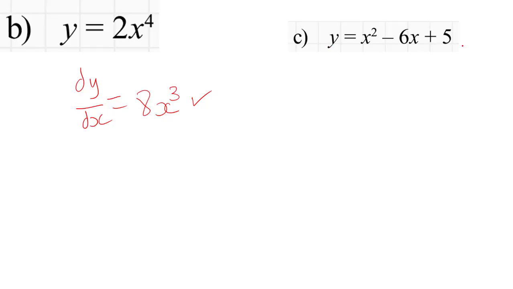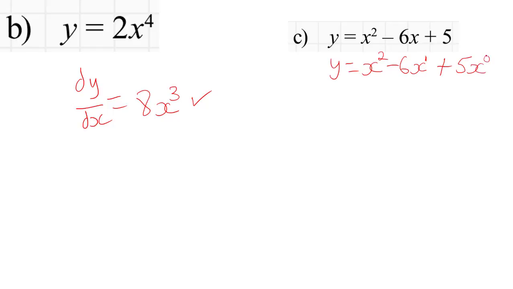Now, when you have a longer one like this, you're going to do it in bits. We have y equals x squared minus 6. Now, for this 6x here, I can put 1 where x is. You know, x to the power 1 is just x. And where 5 is, I can introduce x as well.